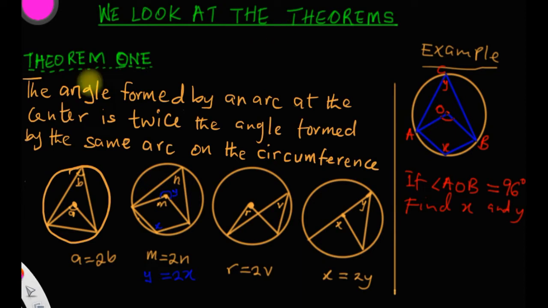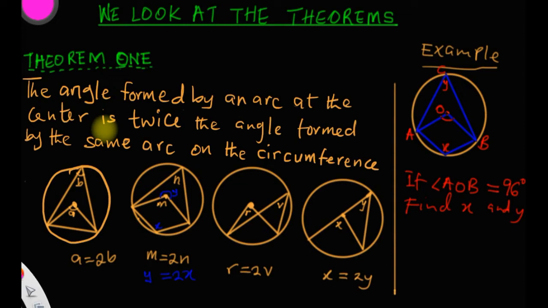As we have written here, this is theorem 1. So what does the first theorem state? What does it say? According to the first theorem, the angle formed by an arc at the center is twice the angle formed by the same arc on the circumference.